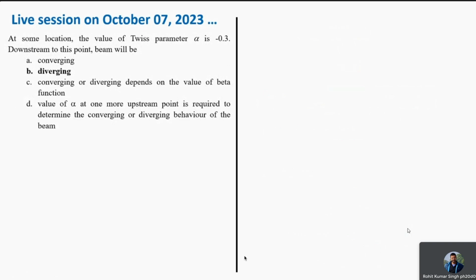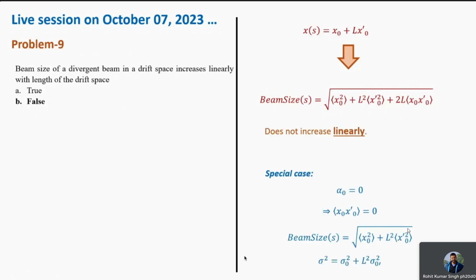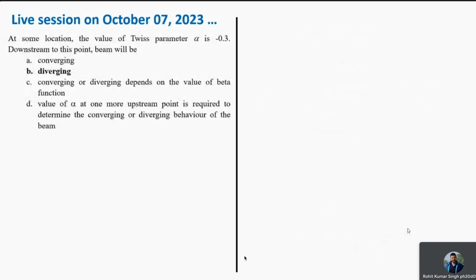Now other problems. These problems were asked in the forum, so I covered those problems first. Now I am going one by one through all the problems of this assignment.